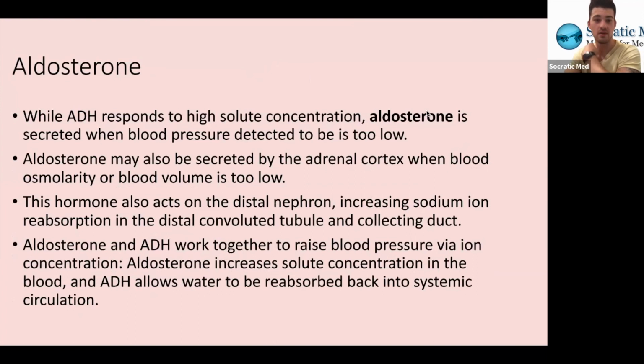And then aldosterone is similar. It's a response to low blood pressure. Specifically, it's detected when blood pressure is too low, and when blood osmolarity or blood volume are too low. So it just increases the blood osmolarity. It allows us to take up ion concentration, again, in the distal convoluted tubule and the collecting ducts.